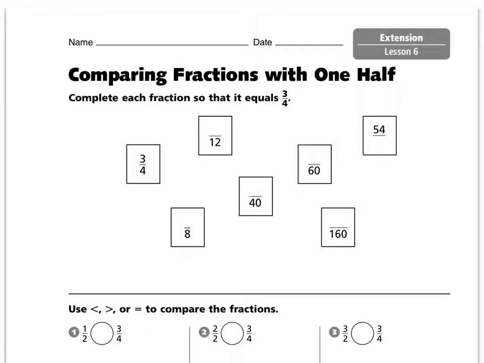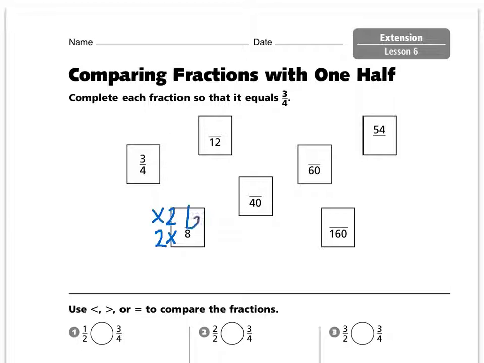Comparing fractions with 1/2. We're going to complete each fraction so that it equals 3/4. So remember, we're going to use 3/4 as our starting point, and then to complete the rest we need to figure out what we multiply the top and the bottom by. So 3/4, and then how did I get 4 to 8? I know that I multiplied 4 times 2, and that got 8. So I do the same to the top.